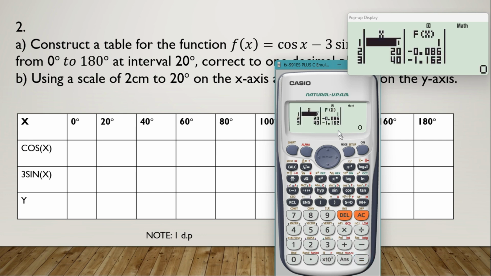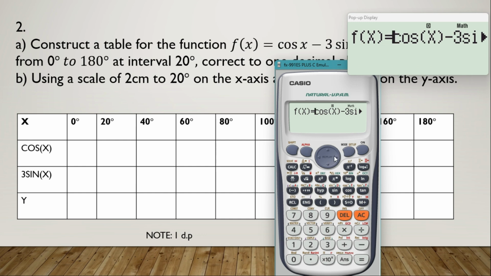So the first one is 1, negative 0.1. So everything on the y values is what is here. But in your exam, you may have to find cos x, then 3 sine x before you get these values. And so we are going to clean off the other part of the function, leaving cos x, starting from 0, 180, 20, and these are the values of cos x.